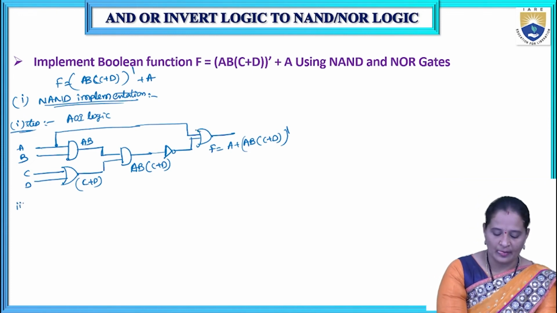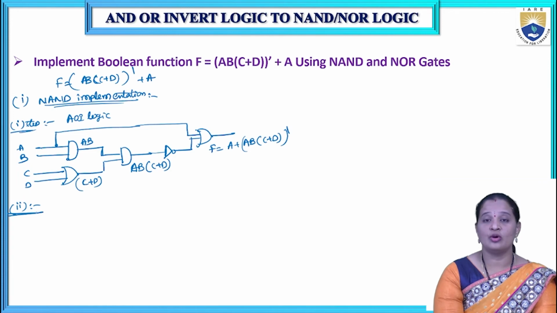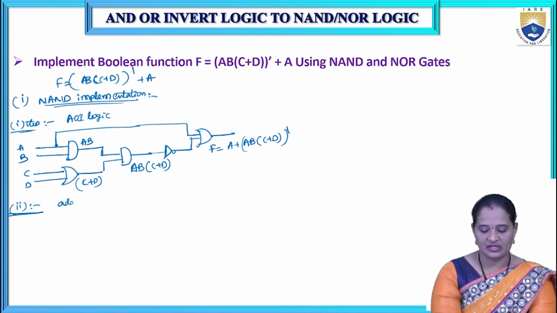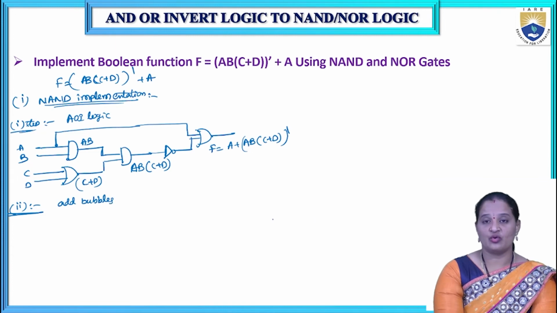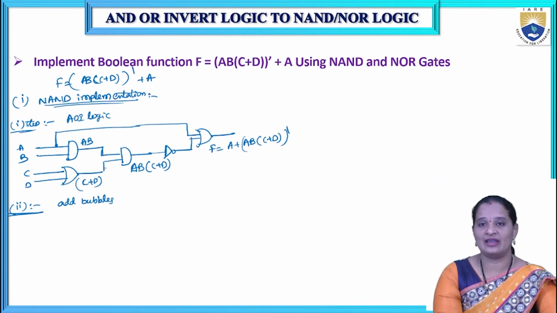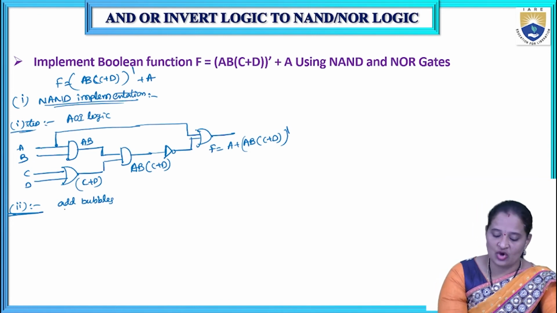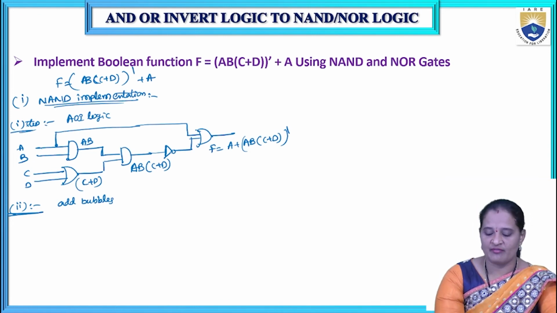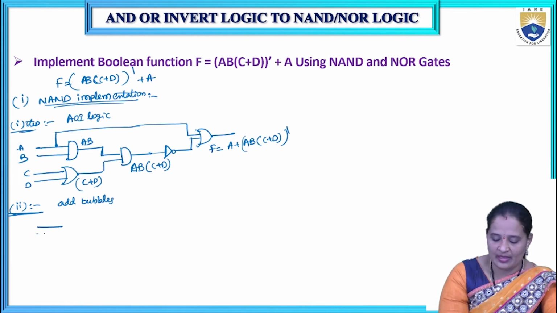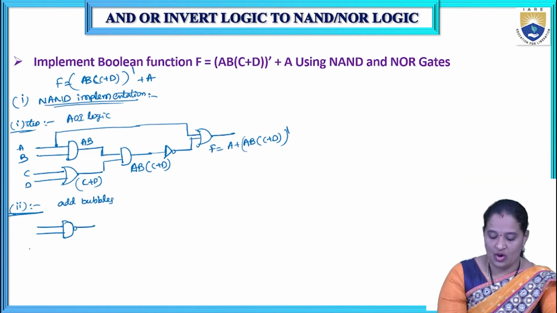Now coming to step 2. What is step 2? Place the bubbles, add circles or add bubbles. Okay, so add bubbles. So what is the logic? I have chosen NAND. So at the output of each AND gate and at the inputs of each OR gate. So how many OR gates do we have? 2 OR gates we have and 2 AND gates we have. So that is why I am taking an AND gate and I am placing the bubble at the output side.